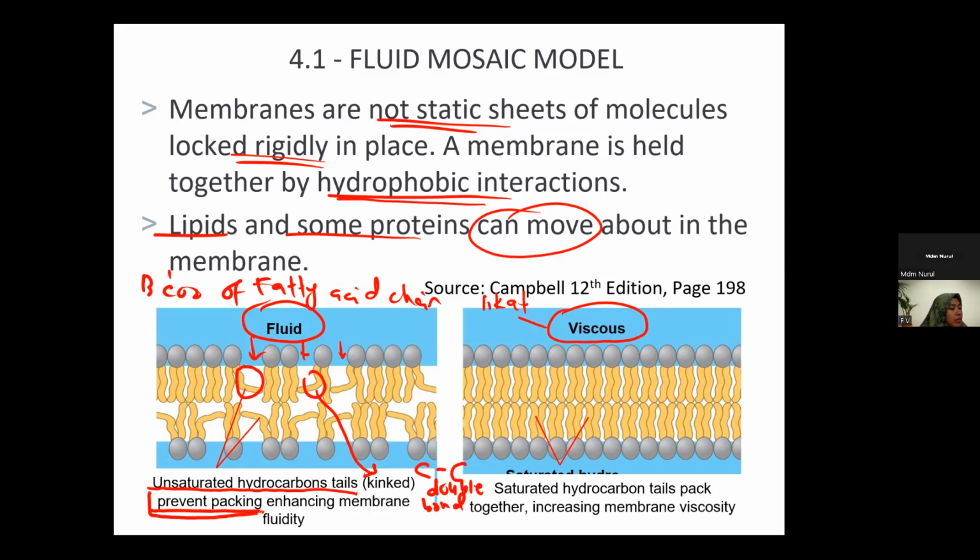Okay, so this is the reason. When there is presence of kink, the kink prevents the phospholipids from being tightly packed. Dia tak padat. Okay, right?